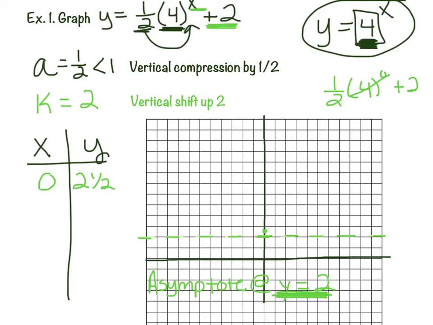All right, then we'll plug in a 1 for x. So half of 4 to the 1 power, that's half of 4. Half of 4 is 2, and 2 plus 2 is 4. So we have a point at (1, 4).